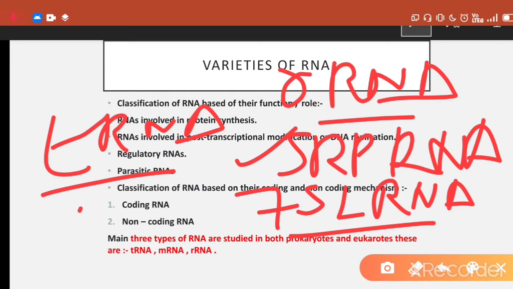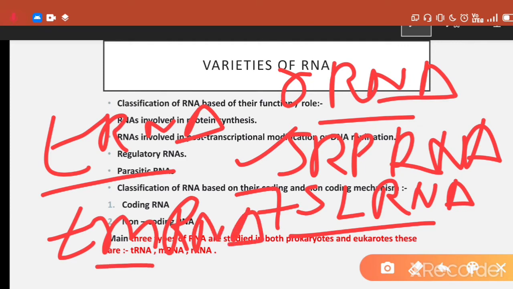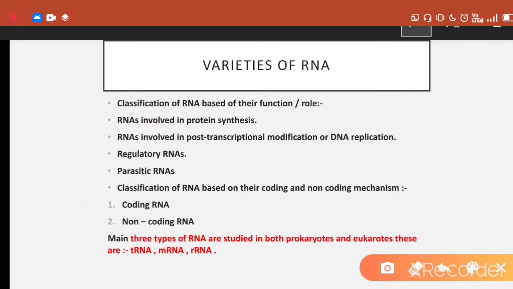And tmRNA here stands for transfer messenger RNA. It rescues a stalled ribosome in case of bacteria during the translation process. When the ribosome stops moving and it is stalled at a position, then this tmRNA takes its role. So these were the examples of RNA that are involved in protein synthesis.